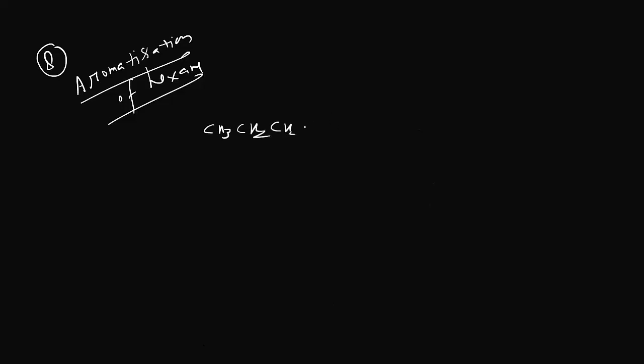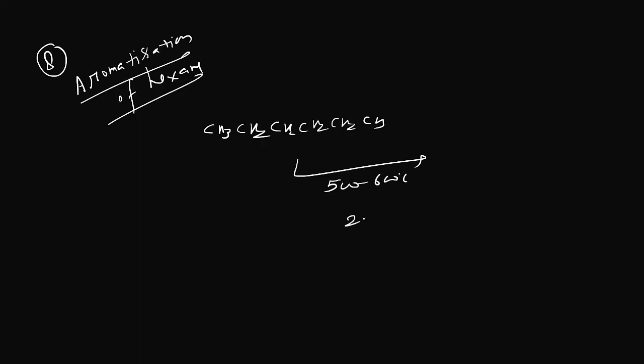Now, the next preparation method you can write is aromatization of hexane. We take normal hexane, CH3, CH2, CH2, CH2, CH2, CH3. When normal hexane at about 28 atm pressure is heated at about 500 to 600 degrees Celsius with a mixture of oxides like Cr2O3, Mo2O3 over alumina, I can write Cr2O3-Al2O3, dehydrogenation takes place and we get benzene. Copy this.